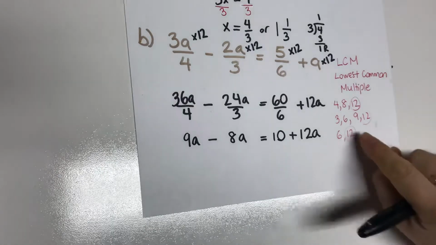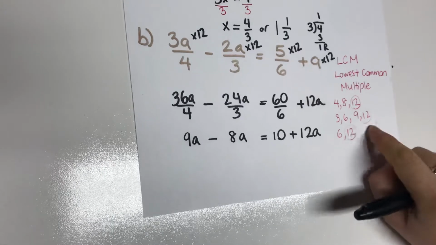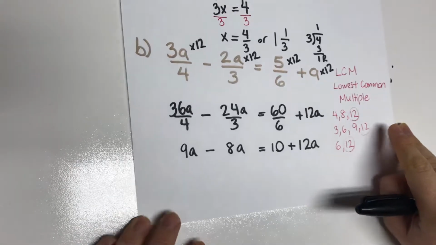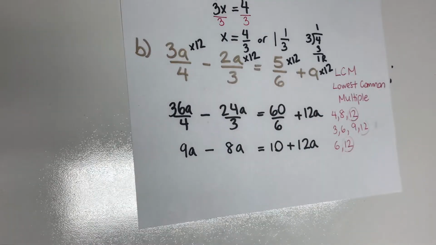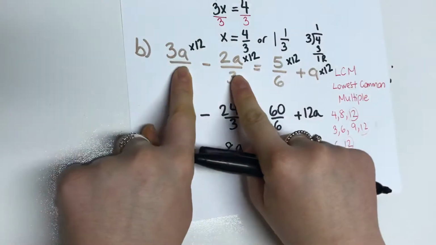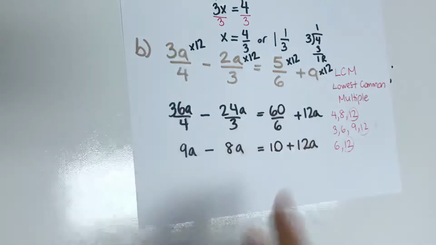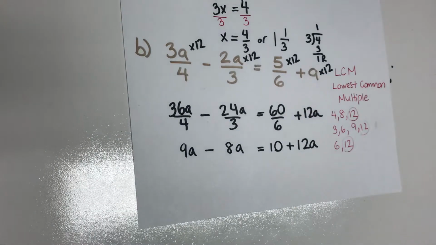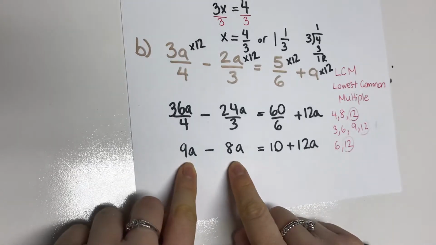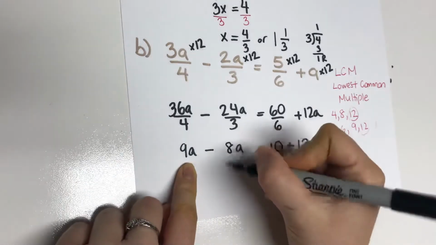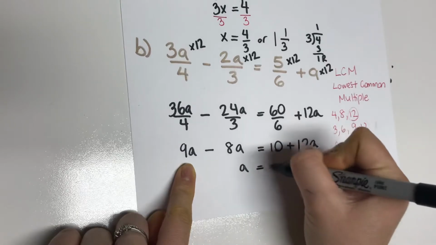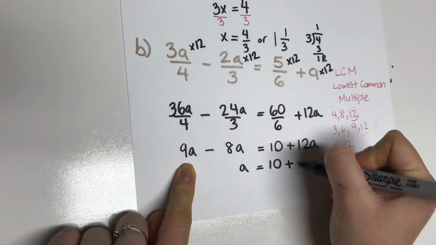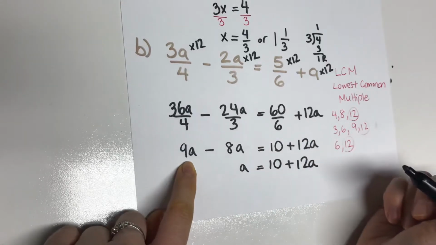So that was the whole point. I know that all three numbers are going to go into 12, so if I multiply by 12, I can get rid of those fractions. The key is to multiply every single term by 12, because whatever you do to one side, you have to do to the other. And now I can simplify. 9a minus 8a is just a, is equal to 10 plus 12a.